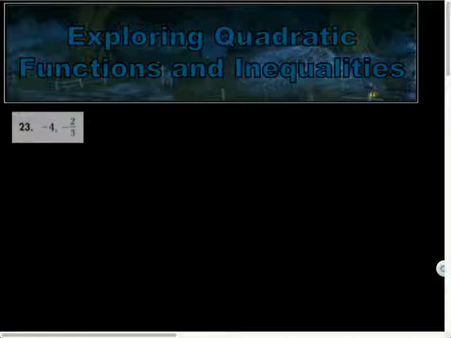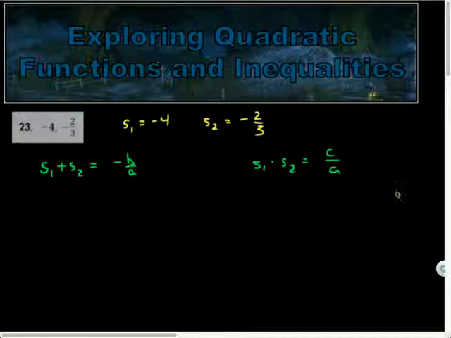So if these are my roots, that means S sub 1 is negative 4, and S sub 2 is negative 2/3. So I'm interested in their sum and their product. Now the sum of your roots supposedly is equal to negative b over a. And the product of your roots, not just supposedly, but we proved it yesterday in a video, is equal to c over a. So I'm going to add these, multiply these.